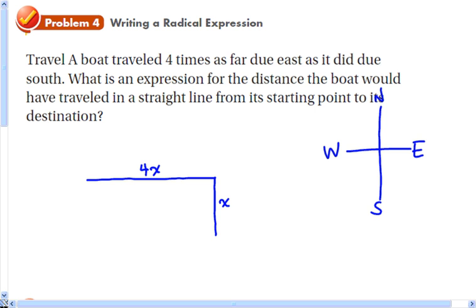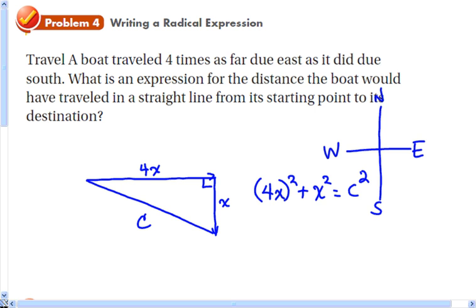Write an expression for the distance the boat would have traveled in a straight line from its starting point. So we went like this and then down here. So it's starting point from there to there. And if it's going due east and due south, then it's a 90-degree angle there. So we're looking for the hypotenuse. Let's just call that c.